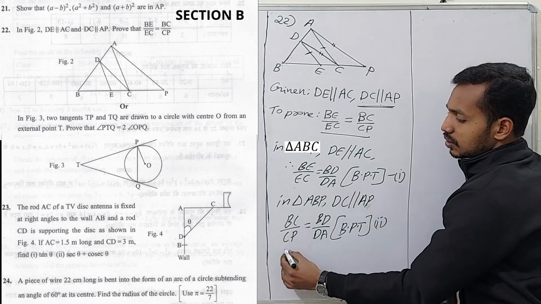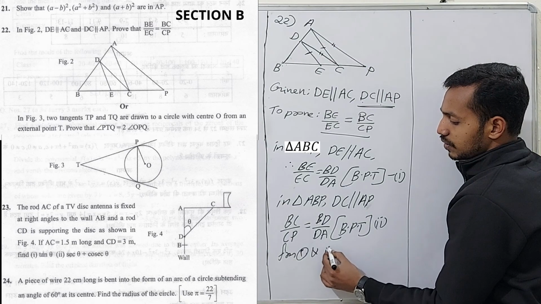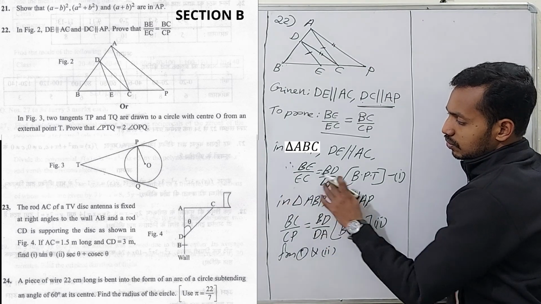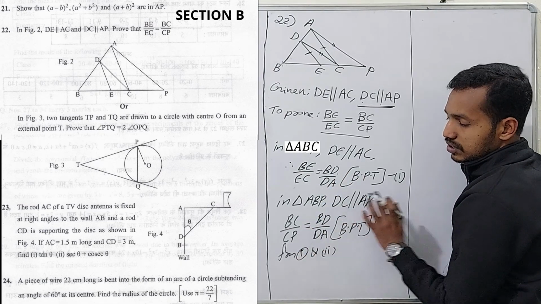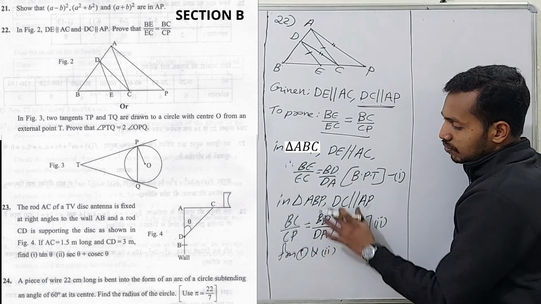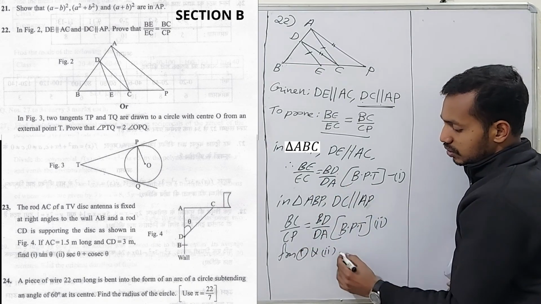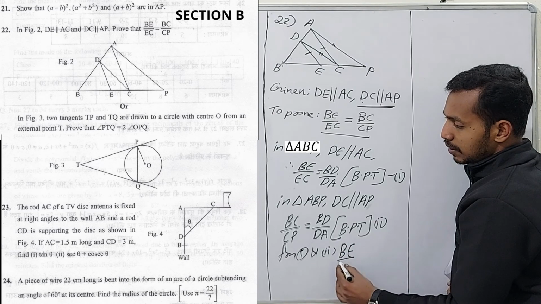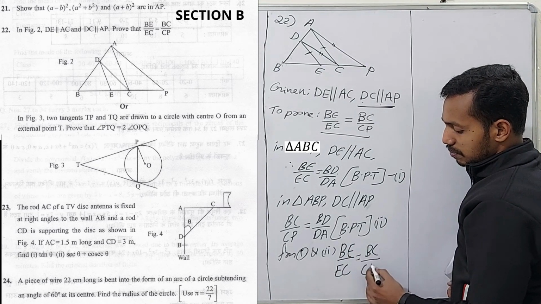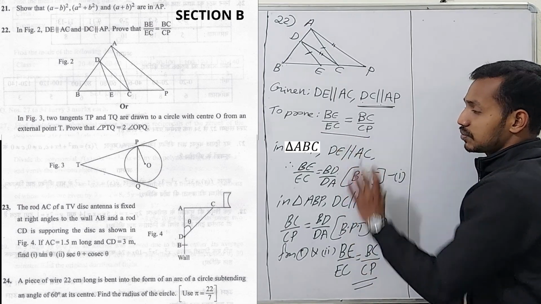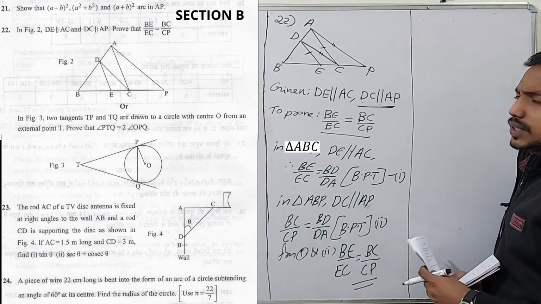By comparing equations 1 and 2, the RHS of both equations are equal, so the LHS are also equal. So from equations 1 and 2 we can write that BE by EC is equal to BC by CP. That is what we need to prove. Very simple question. I think a similar question is given in the textbook also.